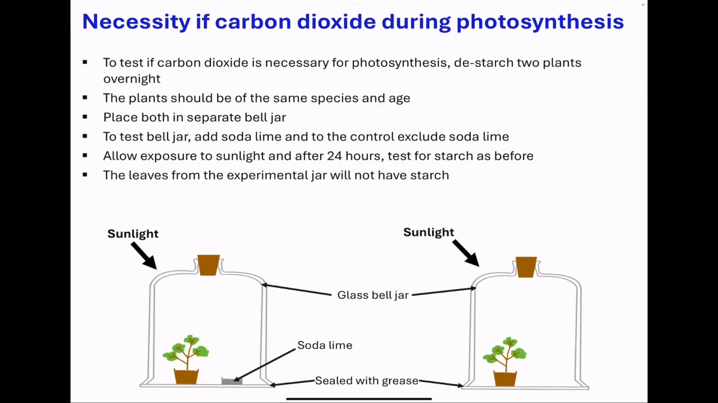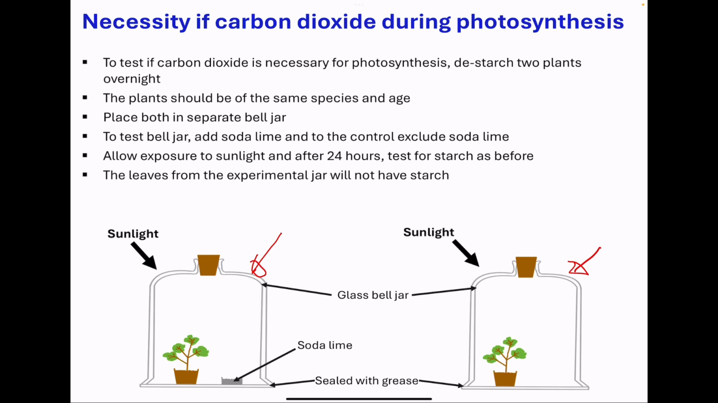The next condition is carbon dioxide, studying if carbon dioxide is really necessary for photosynthesis to occur. Here we'll begin by destarching two plants overnight. We will put them in the dark so that they lose all the starch from their leaves. And then the plants should be of the same species and age in order for the experimental results to be consistent. These are going to be placed in bell jars, like we see here. There is a bell jar here and another bell jar here.